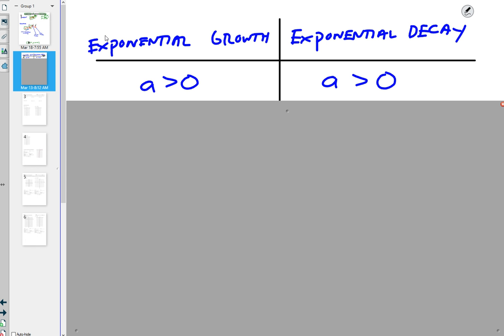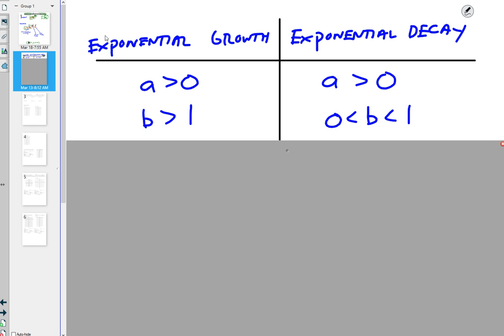assuming that A is some type of a positive number, if the base, so the number underneath the exponent, if the base is greater than 1, that's called an exponential growth. If the base is between 0 and 1, what types of numbers go between 0 and 1? Proper fractions. Any fraction where the numerator is less than the denominator. Then you have an exponential decay.